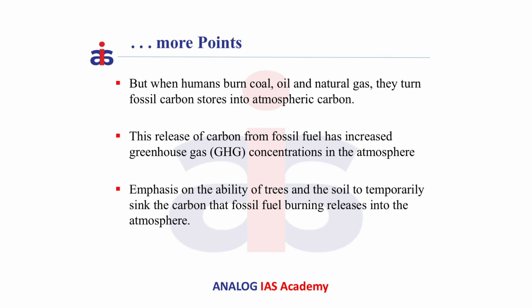In the context of climate change, the most important carbon stores are natural fossil fuel deposits. So when humans burn coal, oil or natural gas, they turn fossil carbon stores into atmospheric carbon. This release of carbon from fossil fuel has increased greenhouse gas concentrations in the atmosphere. So to reduce this effect, there is a lot of emphasis on the ability of trees and soil to temporarily sink the carbon that this fossil fuel burning releases into the atmosphere.